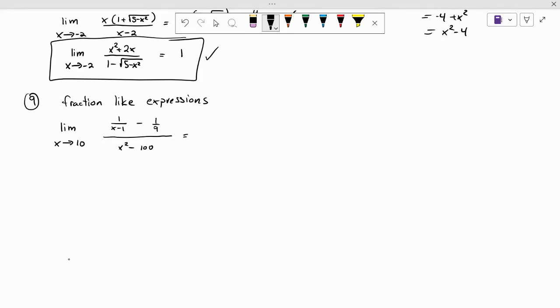Well, so it should be no surprise that you're going to get 0 over 0 when x goes to 10. On the top, you get 1/9 minus 1/9, which is indeed 0. The denominator, 10 squared minus 100, is 0. So that's an indeterminate form.